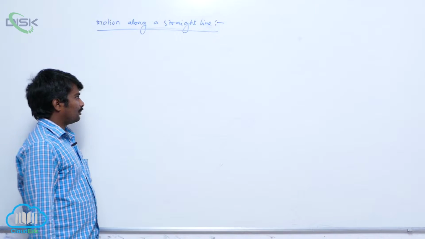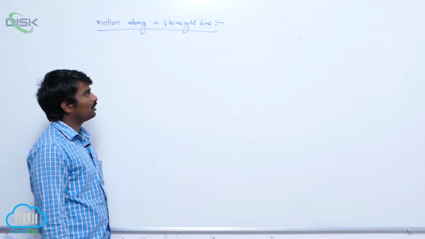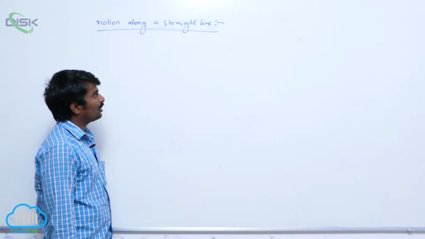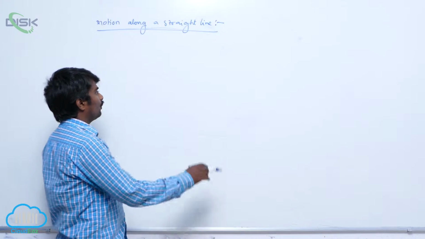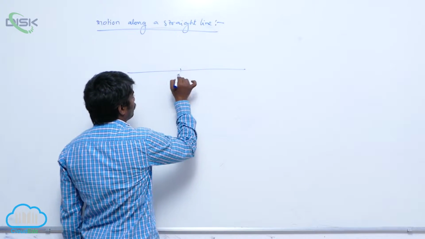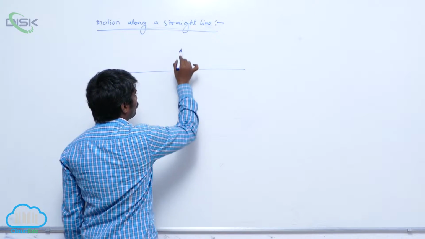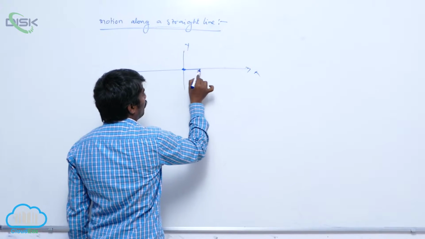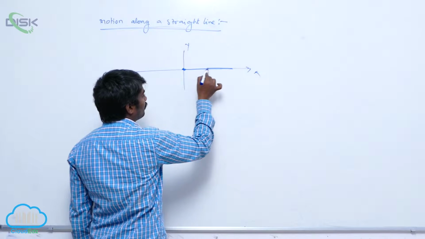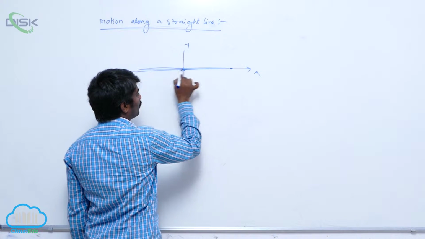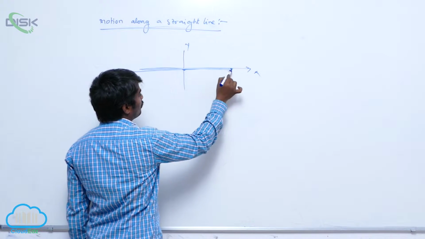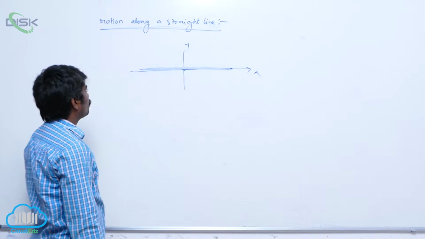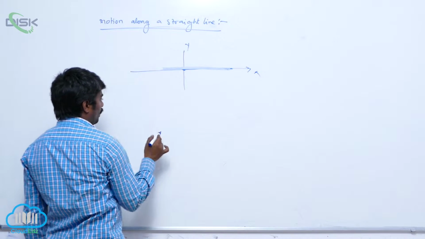Motion along a straight line means motion is confined to a straight line; either the object moves forward or backward. If we take the coordinate system, this is the origin, y axis, x axis. If the person moves along the positive x axis, then like this, like this, only one coordinate is changing with time. Then this is called one dimensional motion or motion along a straight line.